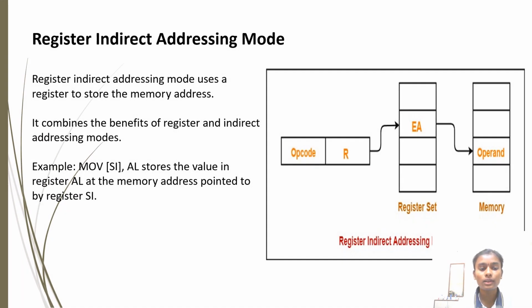Register indirect addressing mode. The register indirect addressing mode is a method where the instruction defines a CPU register that contains the address of an operand in memory. In simple terms, the selected register holds the operand address rather than the operand itself. Register indirect addressing mode uses a register to store the memory address. It combines the benefits of register and indirect addressing modes.